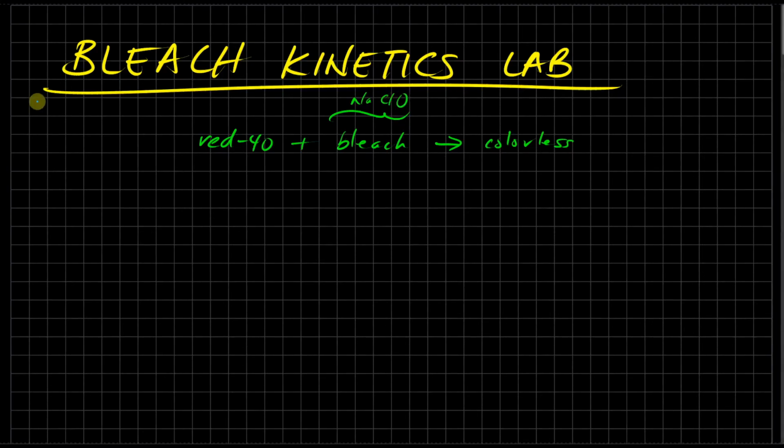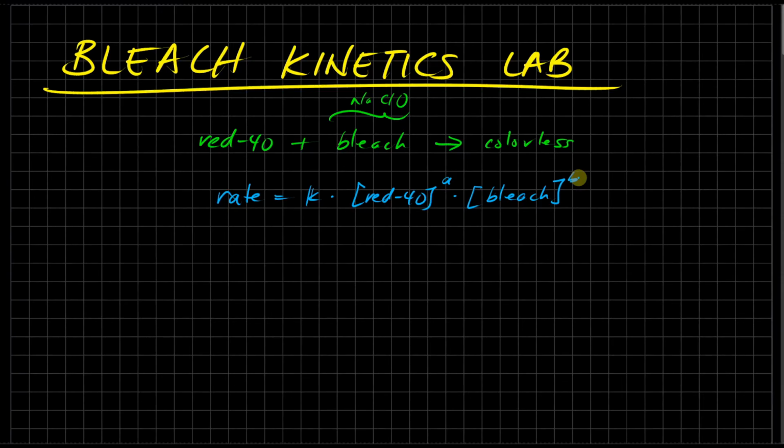If we were to write a rate law for this reaction, it would look something like this. The rate of the reaction is equal to a rate constant K times the concentration of our dye, in this case it's red 40, to some power, let's call it A, times the concentration of our bleach to some power, let's call it B.